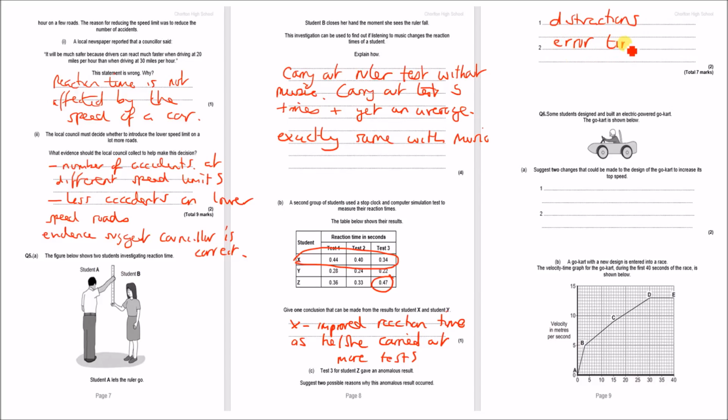Now, generally with human error, the main human error is timing. So if it's anything to do with a stopwatch, you could talk about human error. Okay, so the person didn't start and stop the stopwatch correctly.